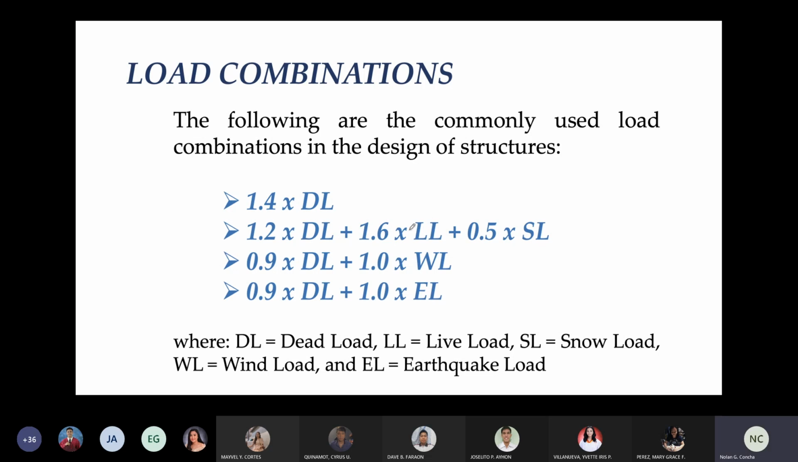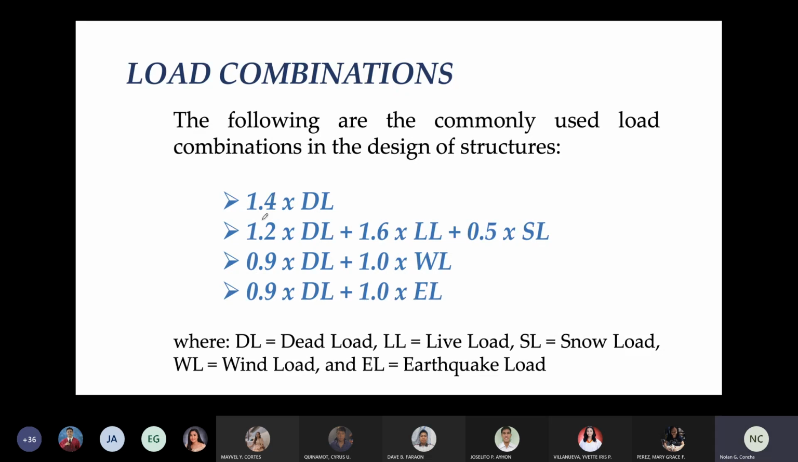1.6 sa live load. 0.5 sa snow load. Kung walang snow load, edi yan lang. 1.2 dead load plus 1.6 live load. Kung dead load lang, 1.4 dead load.